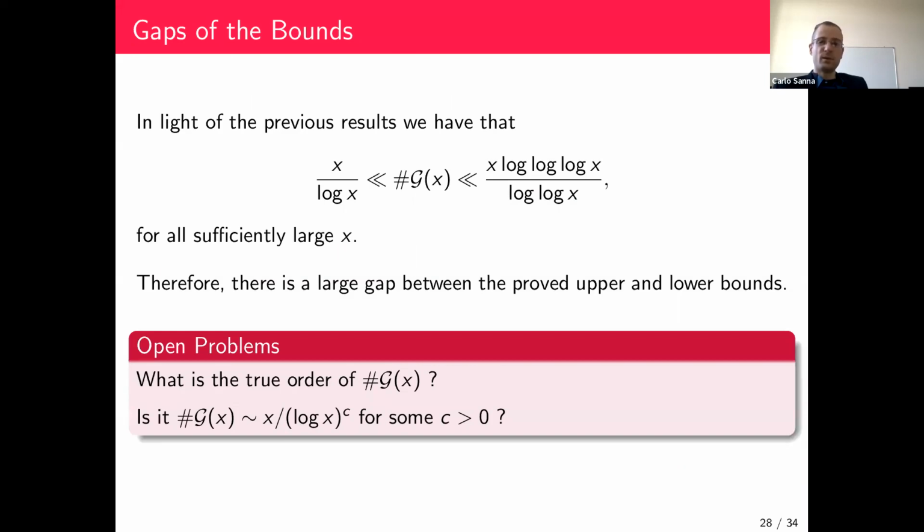So in light of the previous results, we have this lower and upper bound for the counting function of G, but as you can see, they are quite far from each other. So it is still an open question to understand the right order of this counting function. So, open problems: what is the true order of this function? Is it true that a formula of the form counting function of G asymptotic to x over (log x) to the C for some constant C holds? These are some open questions.